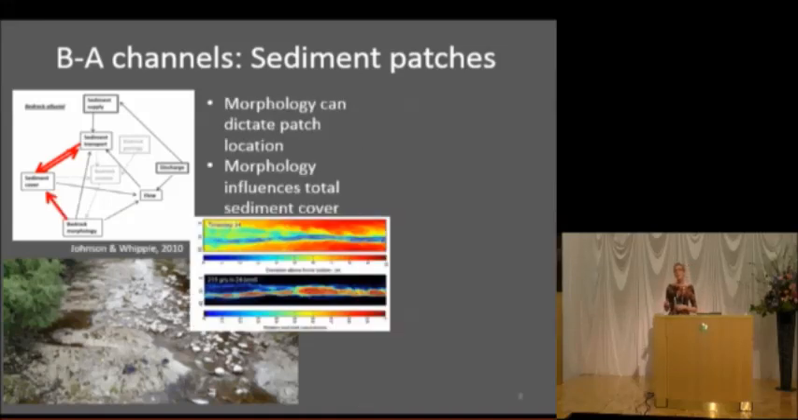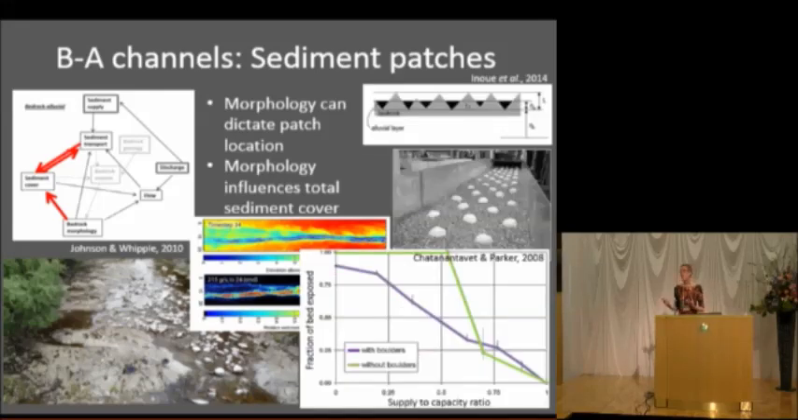Johnson and Whipple did some flume experiments, and this very nicely demonstrated that in an example where you've got a slot canyon forming, the sediment cover naturally tends to form along the bottom of the bed. So this is bed elevation, and this is the pattern of sediment cover that they demonstrated in their flume. So that's maybe quite an extreme example, where we've got quite a lot of topographic variation on the bed.